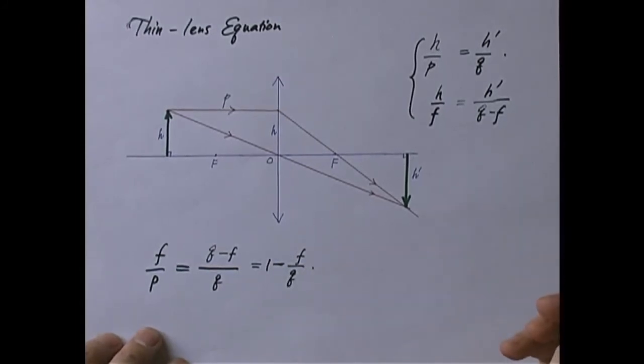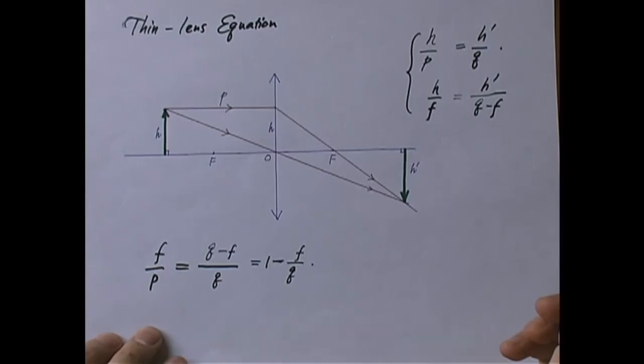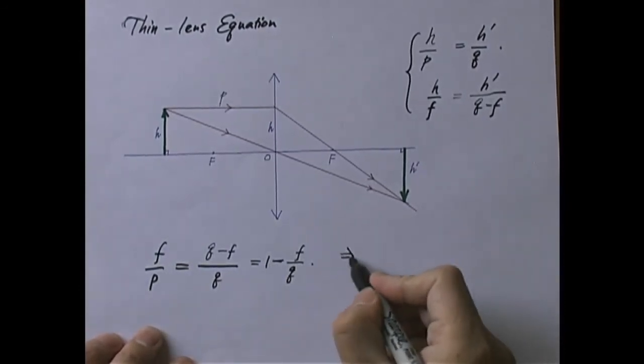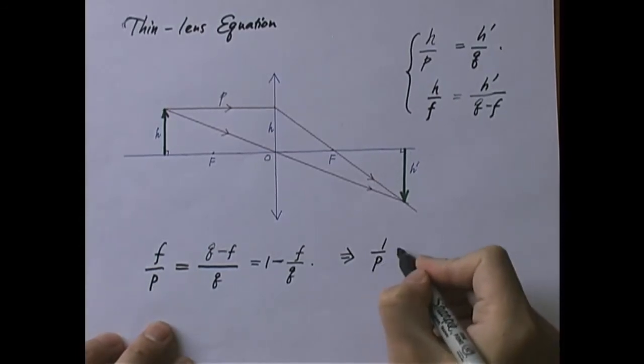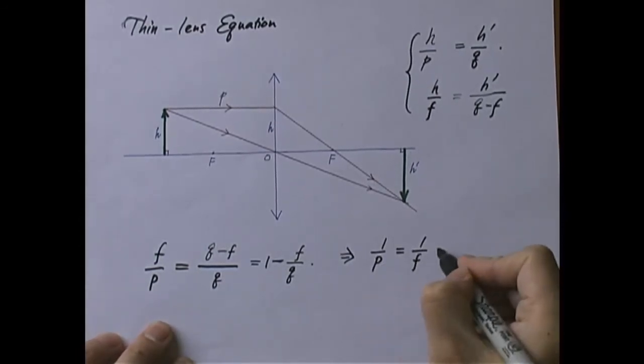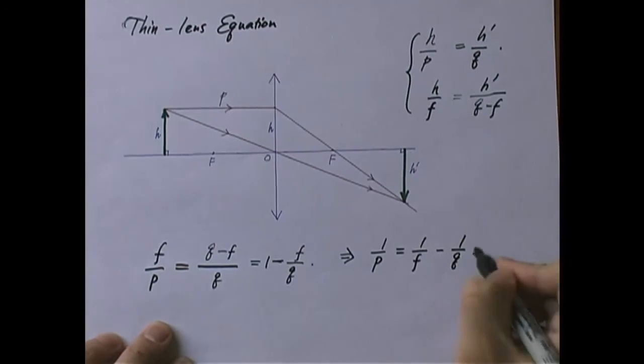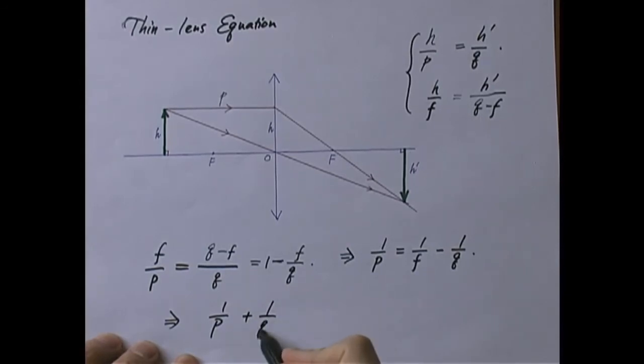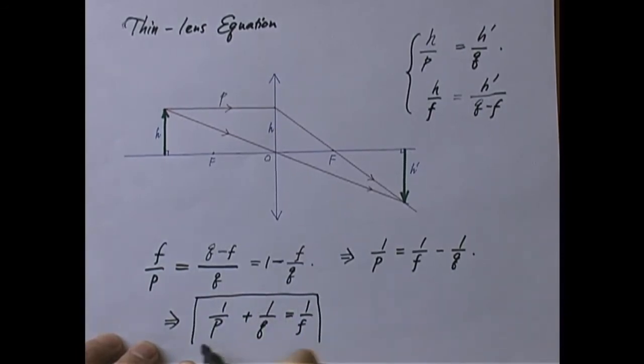Now what I'm going to do is divide everything by f. Divide this by f, this by f, this by f. Then I get 1 over p equals 1 over f minus 1 over q. If you move that q over, you find that 1 over p plus 1 over q equals 1 over f. This is the so-called thin lens equation.